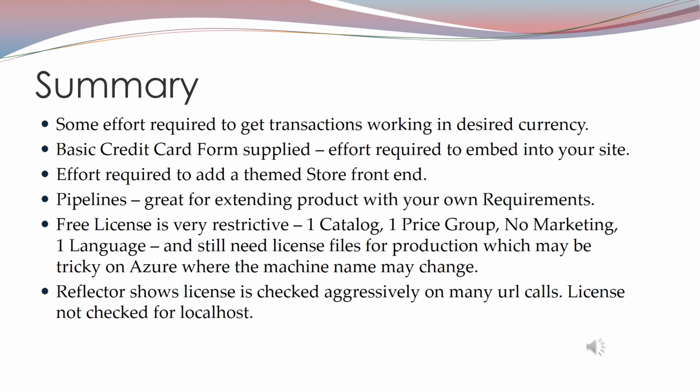And also Reflector shows that the license is checked aggressively on loads of URL calls, and it looks like there's a license file and a license key file, but one of those files seems to have the machine name as part of the file name, and I've been using Azure and I know that it can swap your app to a different machine name at random, so that could potentially cause problems.